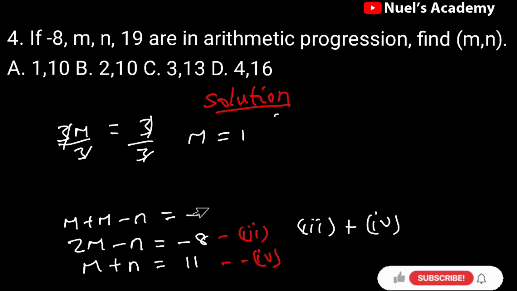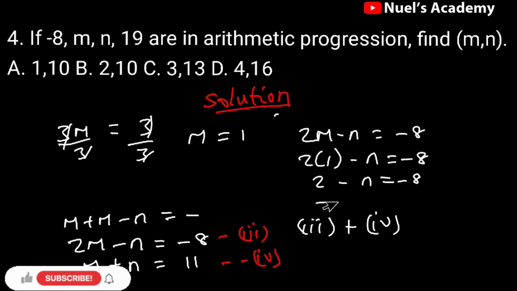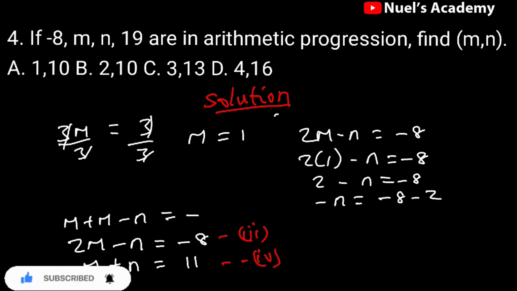Now to find the value of n, let's use equation III. So equation III states that 2m minus n is equal to minus 8. Now m is equal to 1. Let's substitute 1, then 2 times 1 is 2 minus n equals to minus 8. Then let's take this 2 to the right hand side. It will be minus 2. So we have minus n is equal to minus 8 minus 2, which is equal to minus 10.